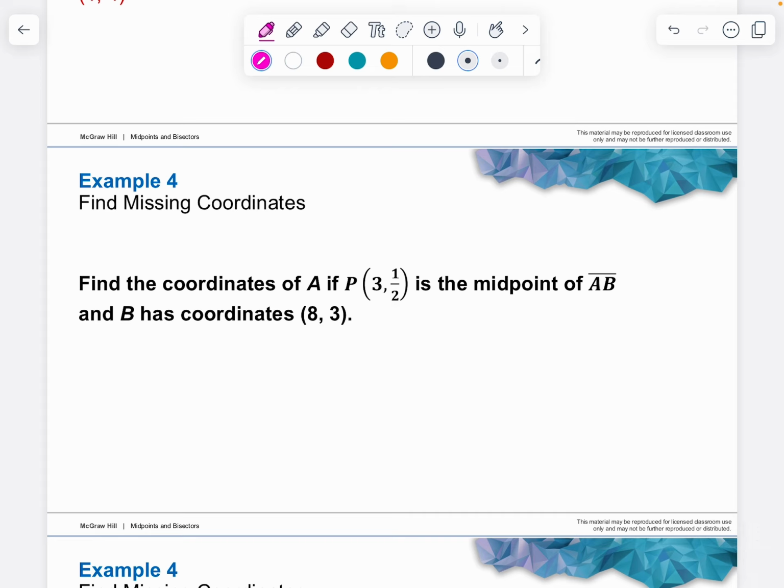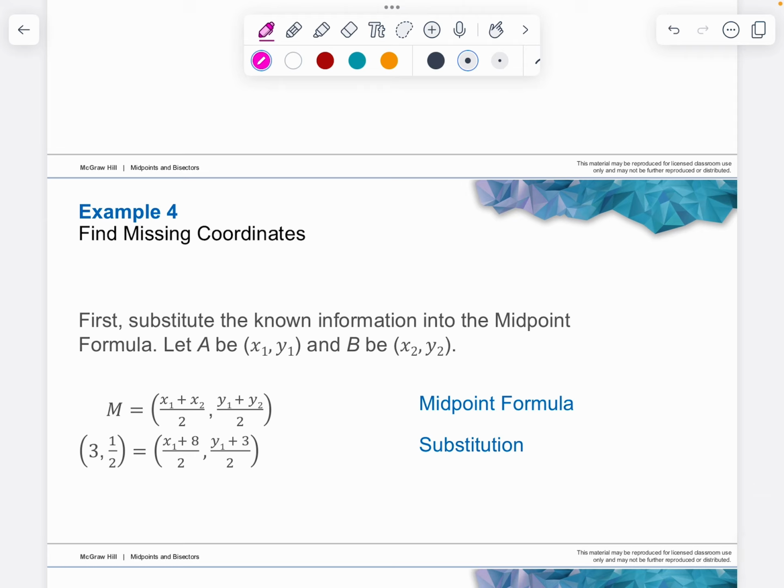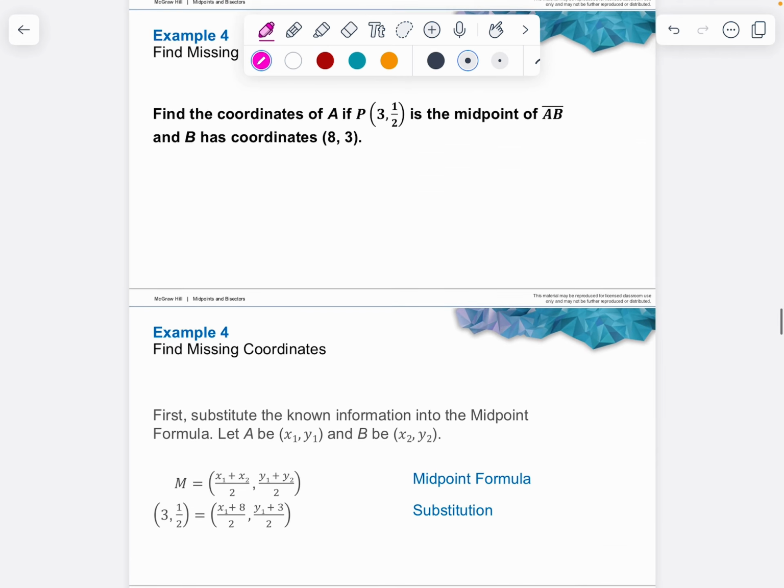Okay. Now let's find a missing coordinate. What if they give you the midpoint and an endpoint? Can you find the other coordinate? So what if they give us that A is at 3 and 1/2, and that's the midpoint, and B is at 8, 3, can we find A? So what they do is they remind us of the equation, that the midpoint equals that equation, and then they fill in what we know, all those values.